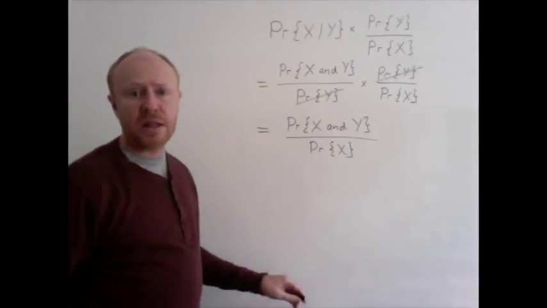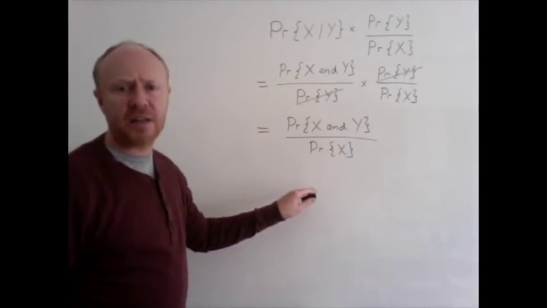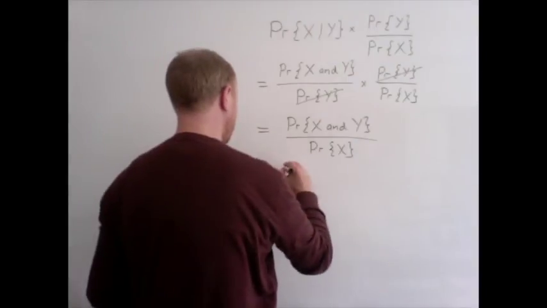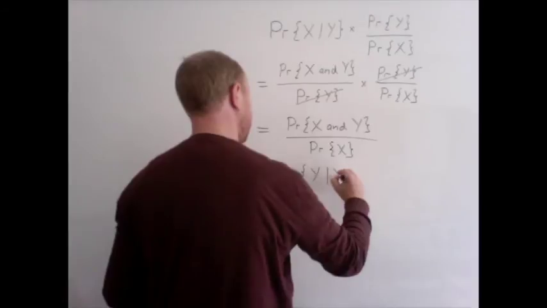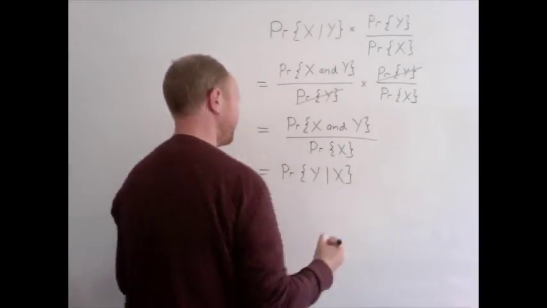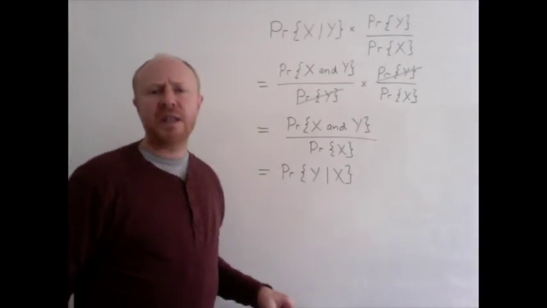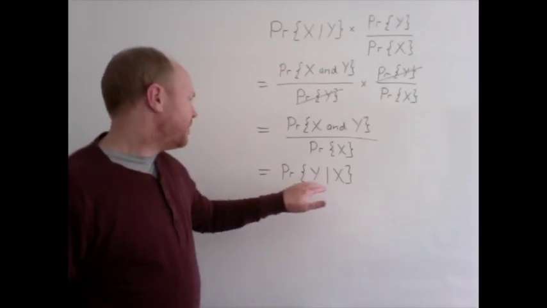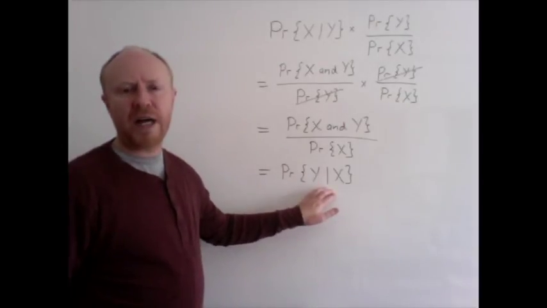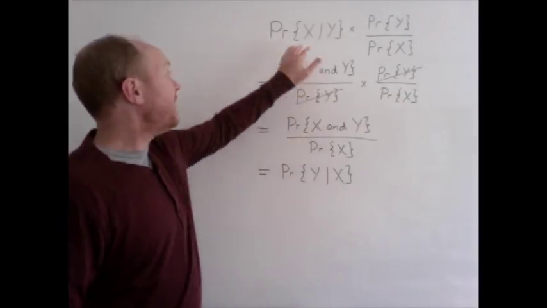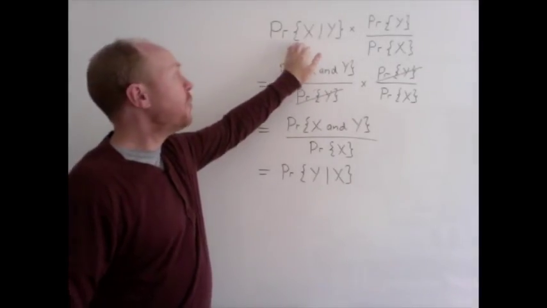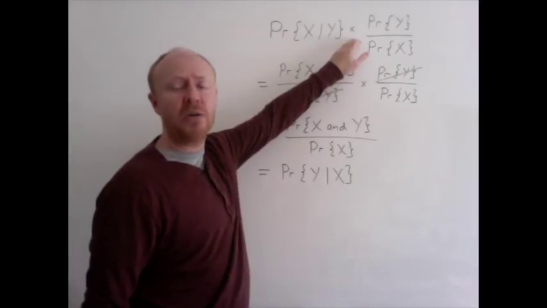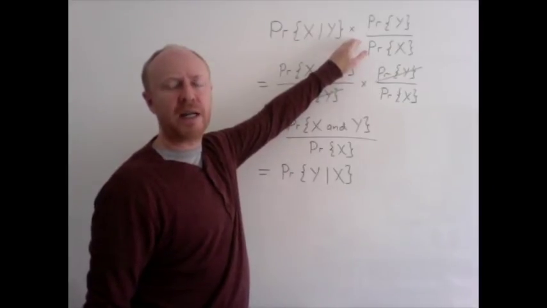And of course, this looks familiar. This is exactly the formula for the probability of y occurring given that x has occurred. So what we have discovered here is a way of deducing the probability of y given x, starting from the probability of x given y. We must multiply by this ratio of the probability of y over the probability of x.